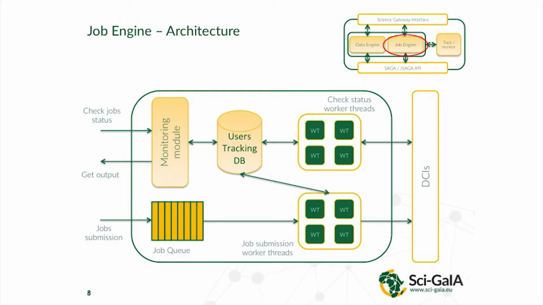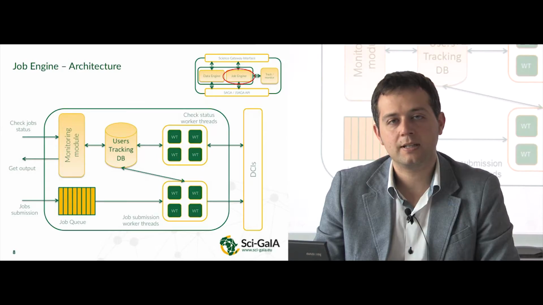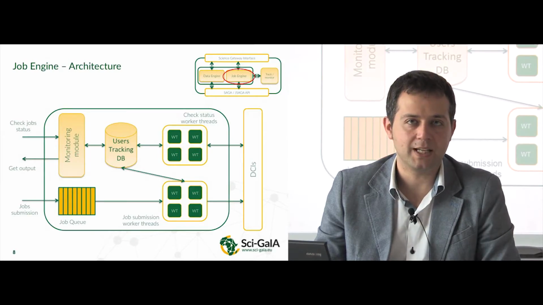In this slide, I'll try to clarify the job engine architecture. The job engine consists of a job queue where job submission requests are queued, and two sets of worker threads, one set responsible for job submission and another one responsible for checking job status. Both of these worker thread sets interact with the user tracking database to store the job status updates.